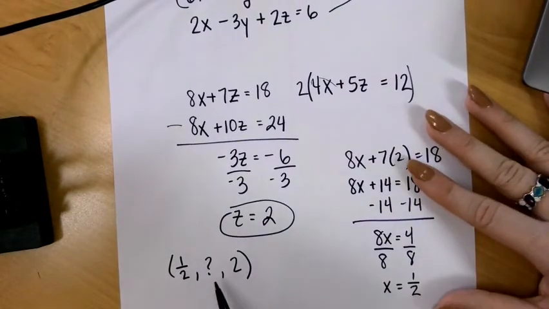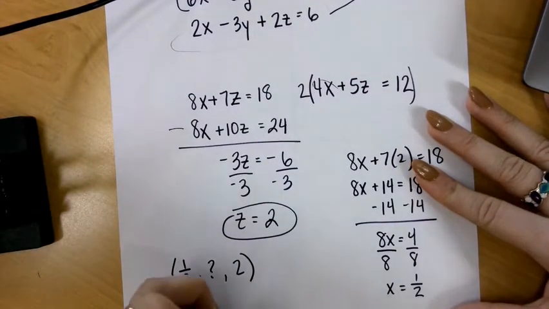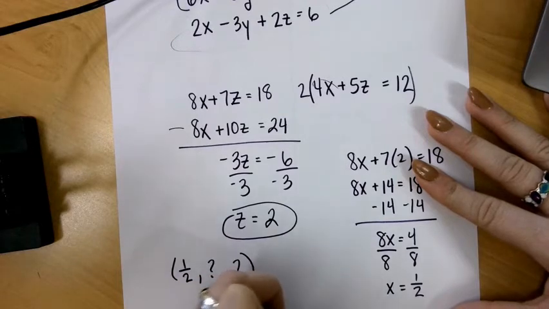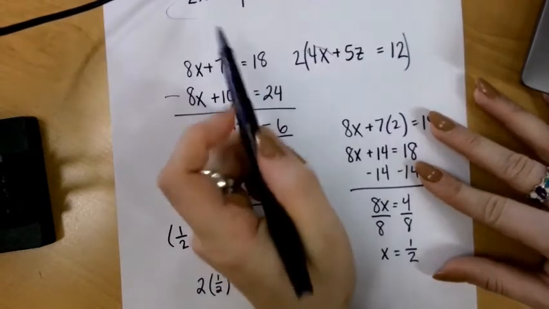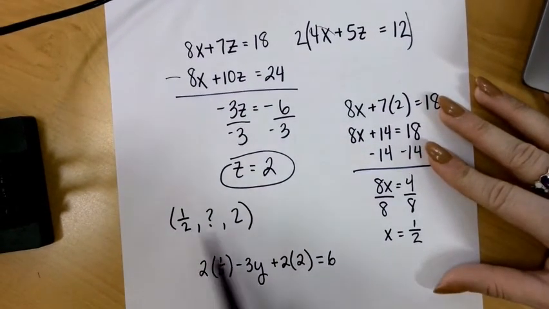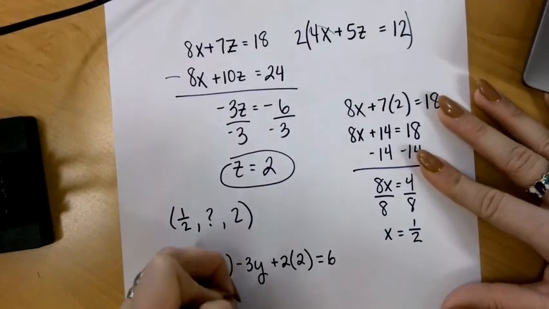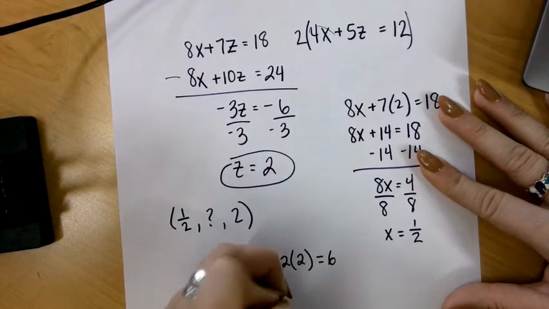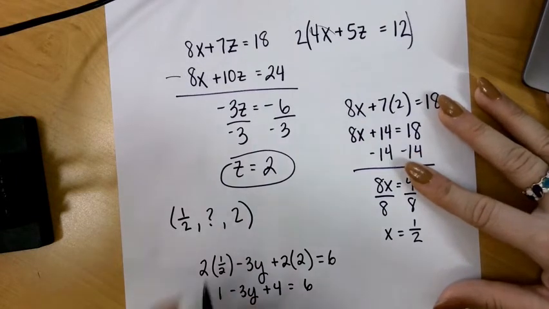So to find my y coordinate, I can simply plug back into one of my original equations. So I'm going to do 2 times 1/2 minus 3y plus 2 times 2 equals 6. So I literally just took this equation here and replaced the two variables I did know so I can find the last one. So 2 times 1/2 is 1 minus 3y plus 4 equals 6. Okay, I do 1 plus 4 equals 5.